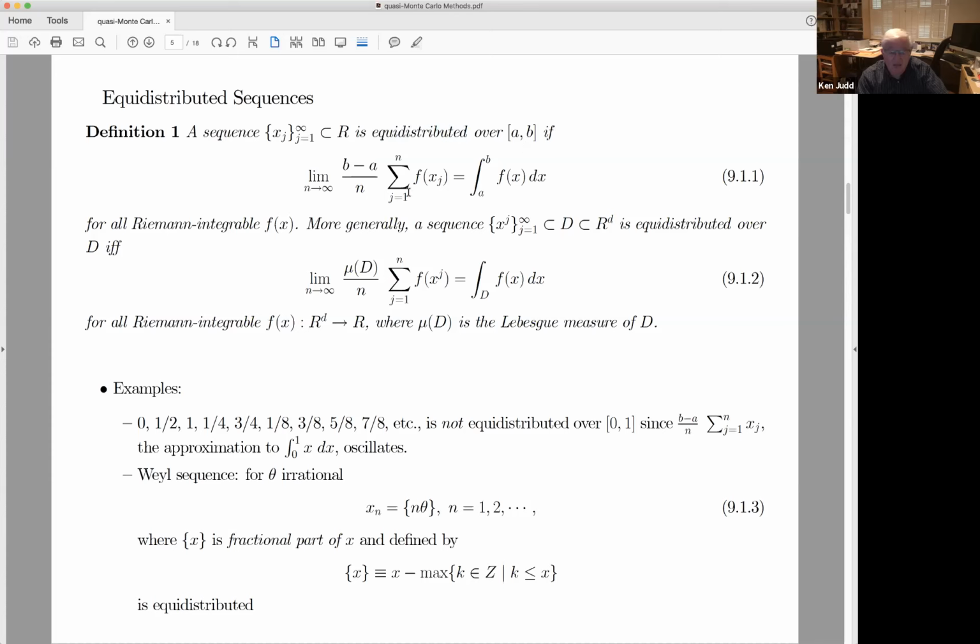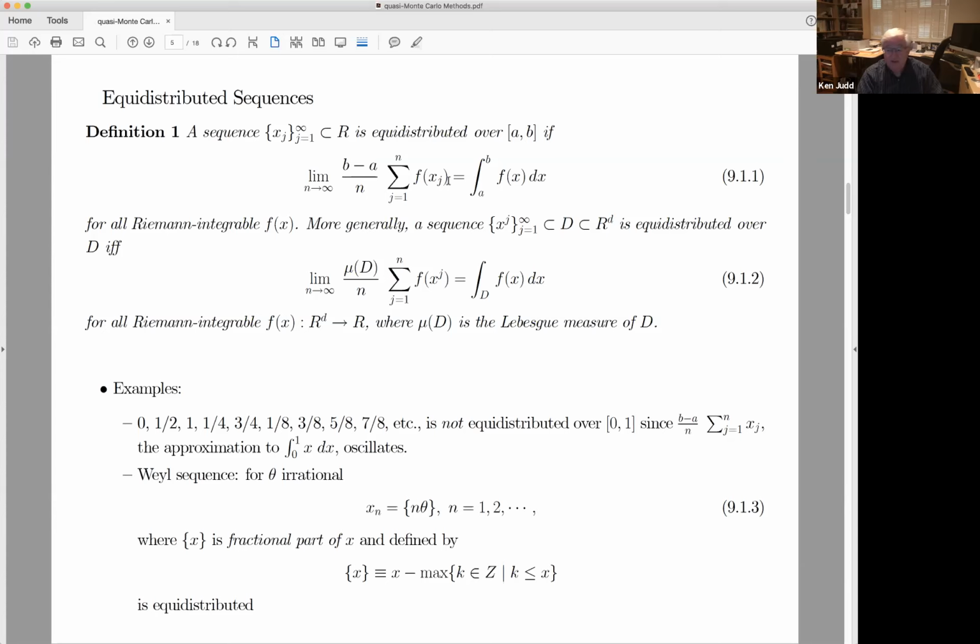over a, b if, when you take the first little n elements of that sequence and evaluate f at those points, this is like a sample approximation of the integral. And then as n goes to infinity, as you go through the sequence, in the limit you will converge to the true integral. And this is true for all Riemann integrable f.